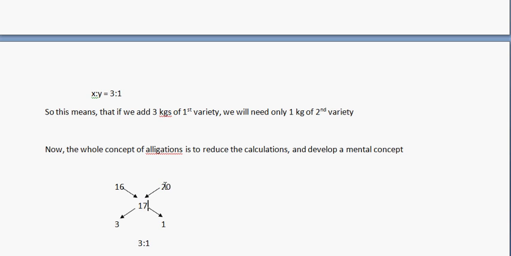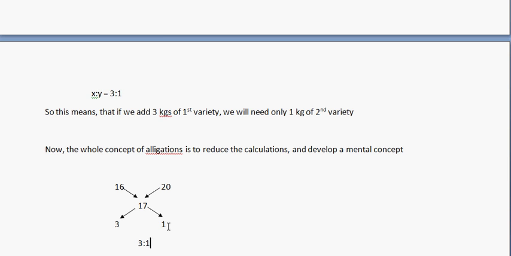Now you just subtract 17 from this 20, and you would get a 3. So you write 3 here. Then you subtract 16 from this 17, and you would get 1 here. So the ratio would be 3:1. So the variety of 16 per kg should be 3 times the one which is 20 per kg. That's the simple way of calculating it.